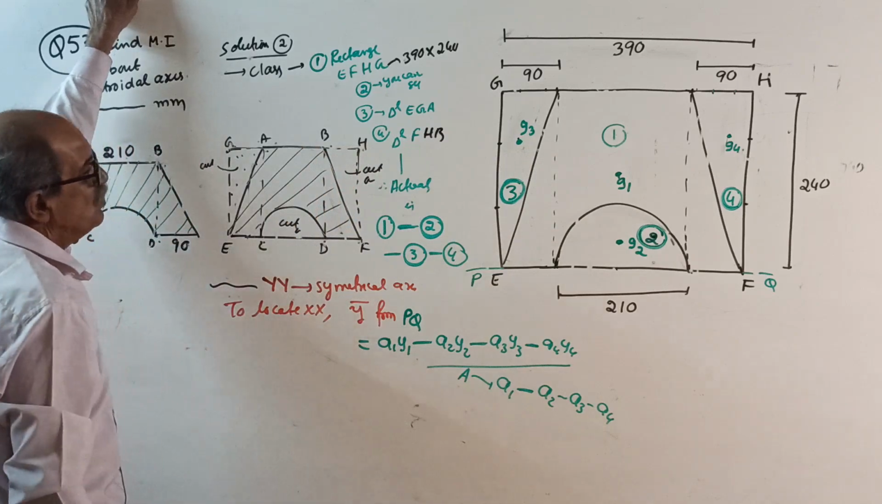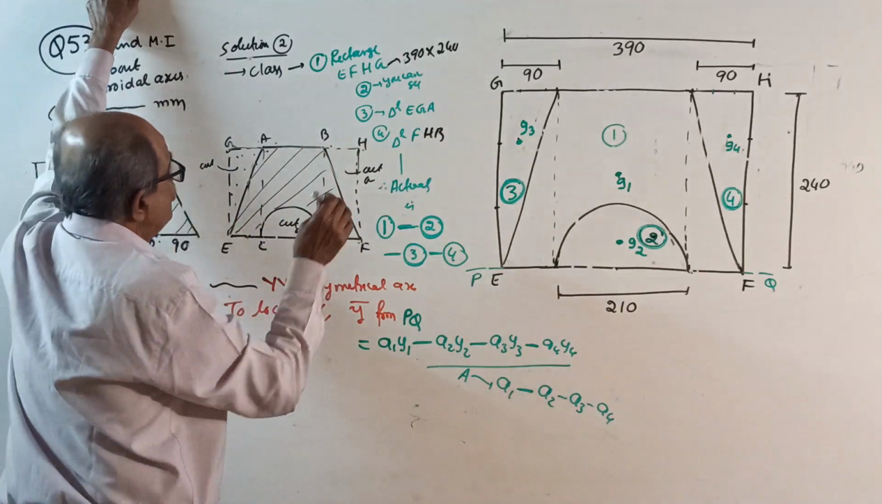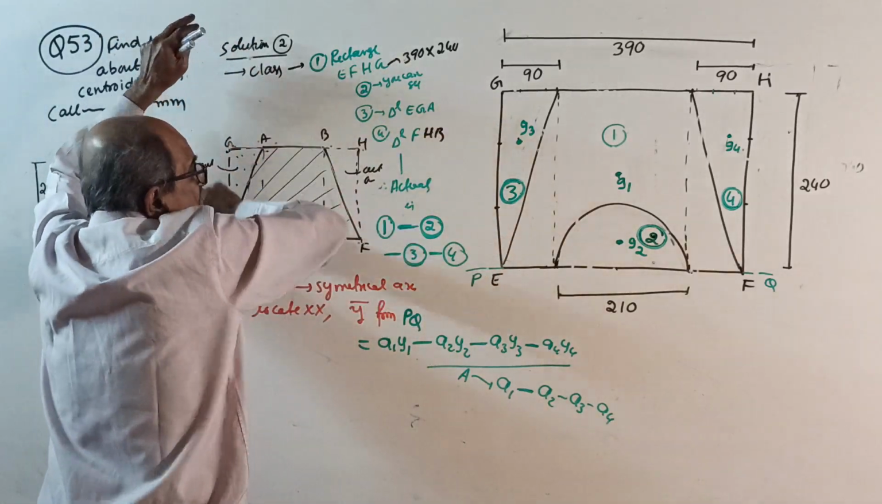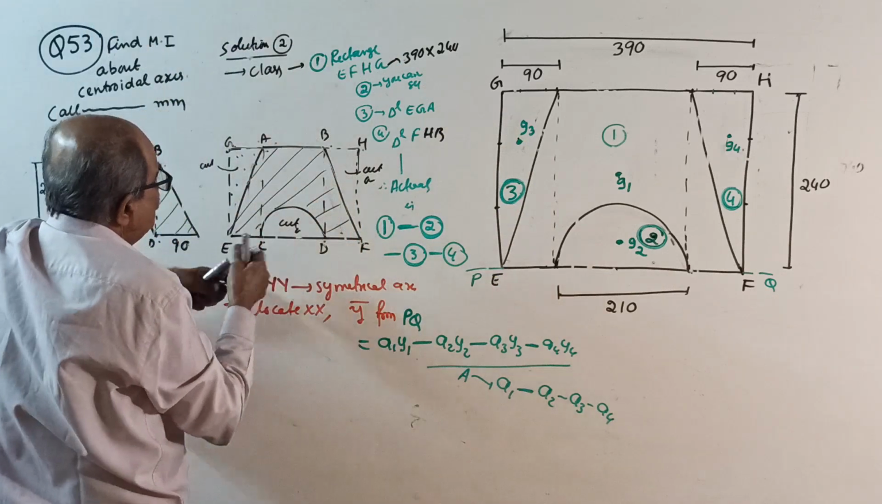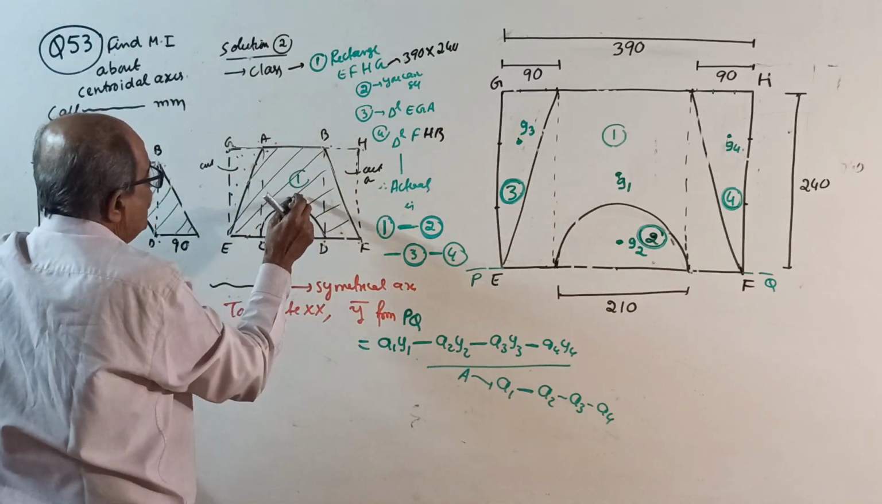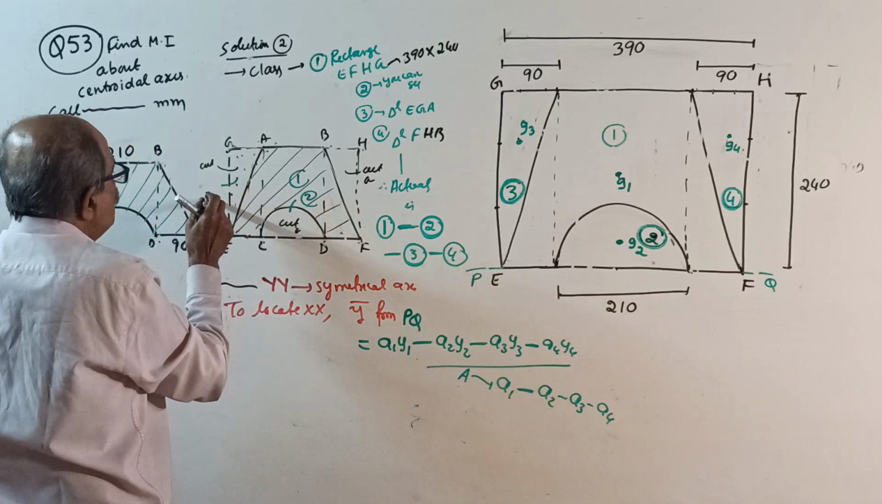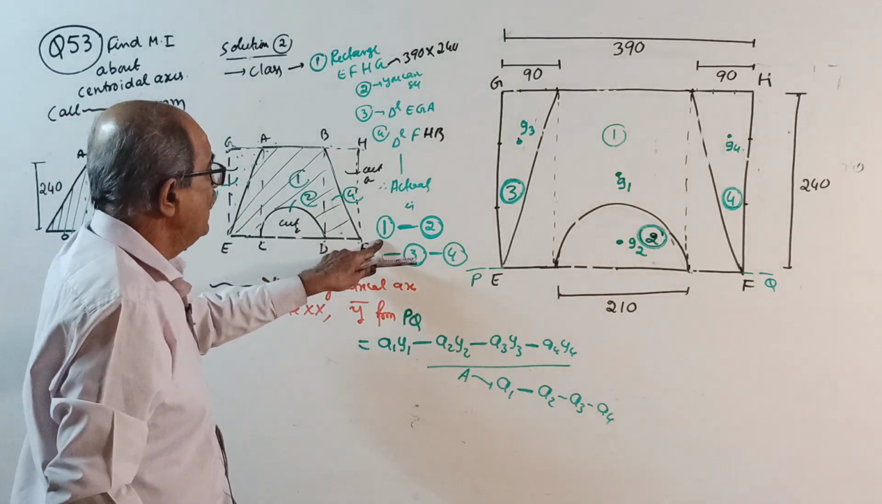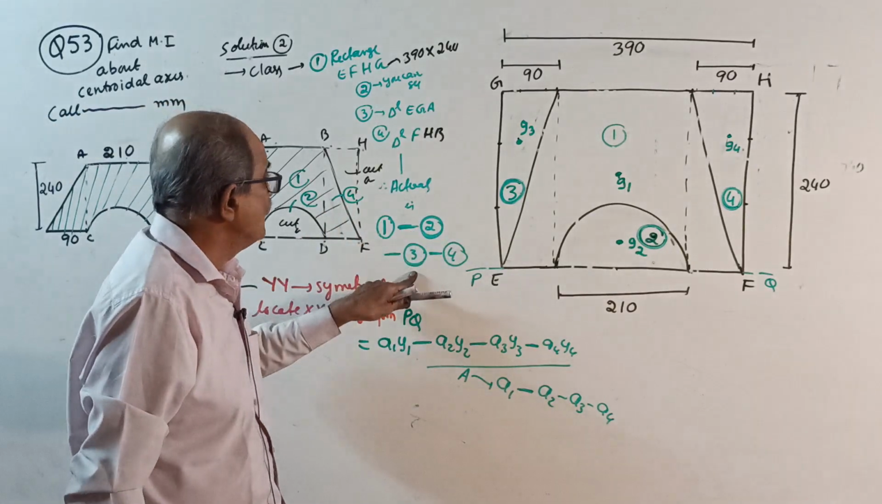FHB is your 4. Therefore, now the real is full 1 minus, see, this is your 1 rectangle. This I will take as 2. This I will take as removed 3. This I will take as 4. So real is 1 minus 2 minus 3 minus 4.